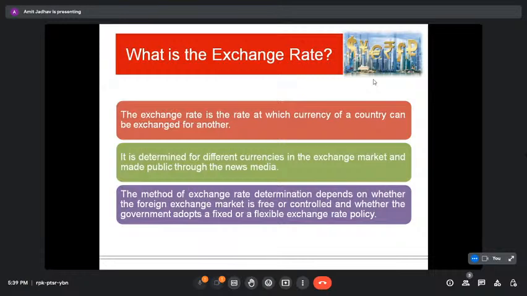The methods of exchange rate determination depend on whether the foreign exchange market is free or controlled. Sometimes it depends on whether the country is adopting a free exchange market, or whether it has control over the foreign currency market. Whatever fixed or flexible exchange rate policy the government adopts, the determination of the exchange rate will differ accordingly.